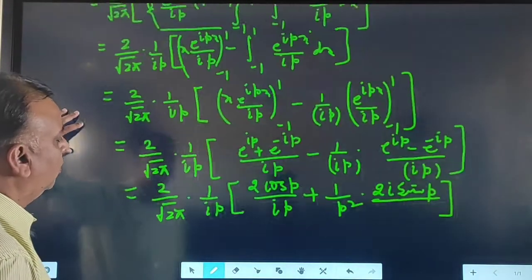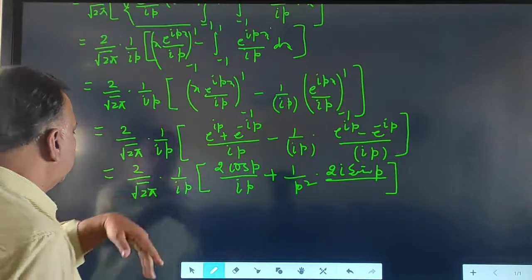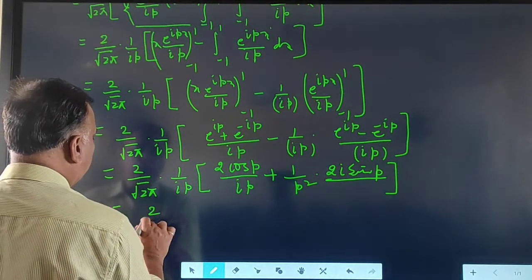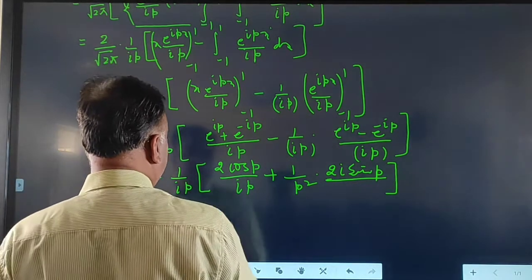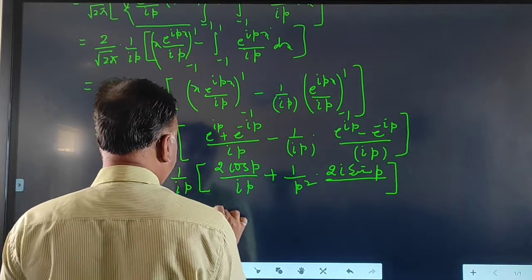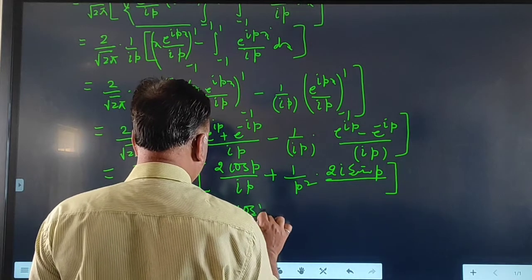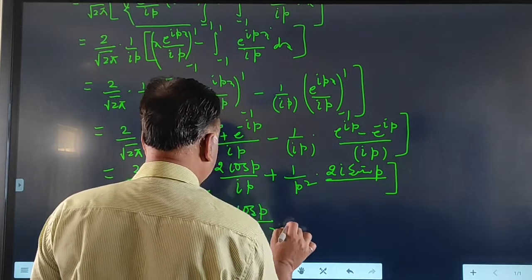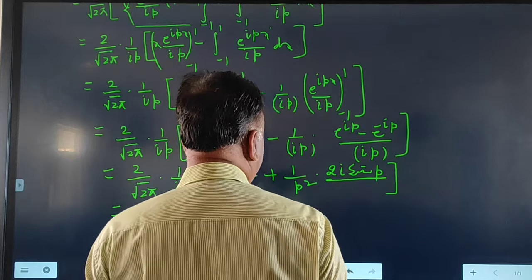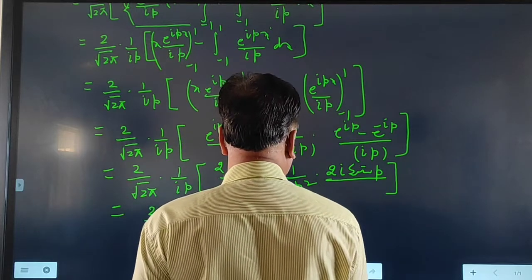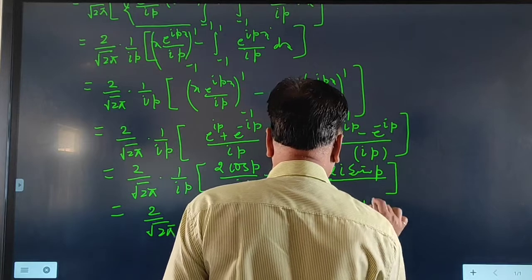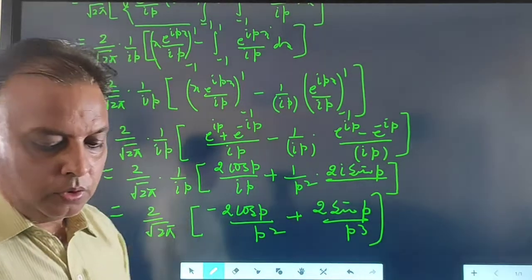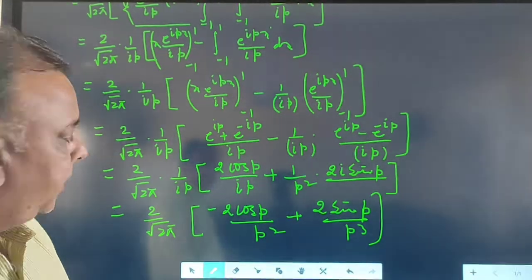So multiplying this, we get 2 upon root 2 pi multiplying 1 upon iota p. So this is equal to minus 2 cos p upon p square, and iota is cancelled, plus 2 sin p upon p cube.